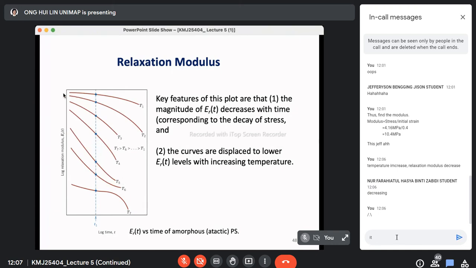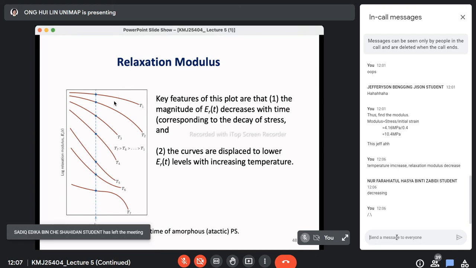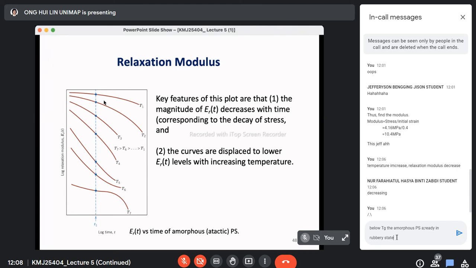And you see this T1 curve, the change of the relaxation modulus is not obvious, to be frank. So for the amorphous PS, this is below Tg. When you put them below Tg, the relaxation modulus does not change much. I can say it stays constant, it doesn't change at all, because it is in elastic behavior, like a solid, and still obeys Hooke's law.